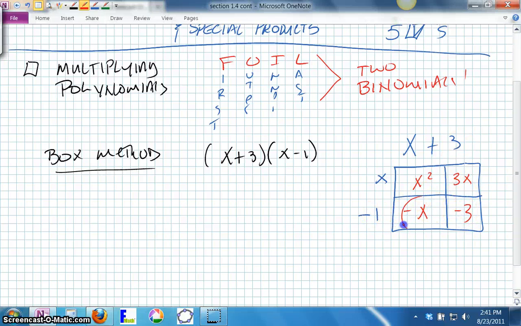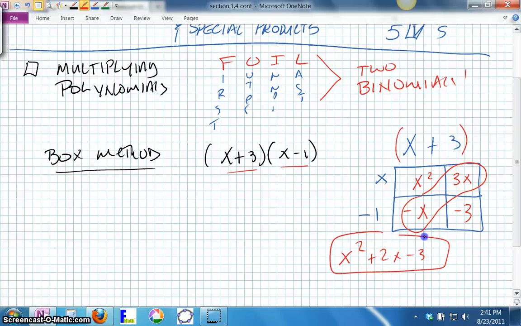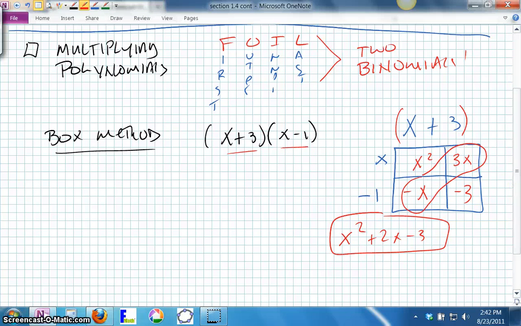Now the cool thing about the squares is that if you set up each polynomial in standard form, like they are here and here, then the diagonals will always be like terms. That's pretty cool. So therefore your answer will be x squared, 3x minus x is a positive 2x, and then minus 3, and life is good. What do you think about that? Not too bad, right?